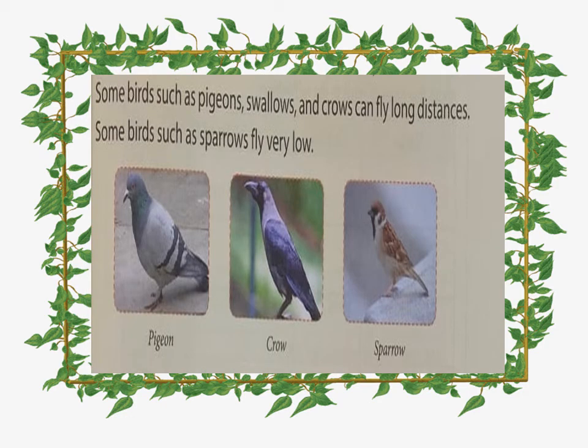After that, some birds like pigeon, swallow, and crow can fly. Sparrow and more birds, parrot, can fly for a long distance. Eagle and hawk can fly for a very long distance. Among these, pigeon, crow, hawk, and eagle fly very high in the sky. But a sparrow flies very low. Okay.